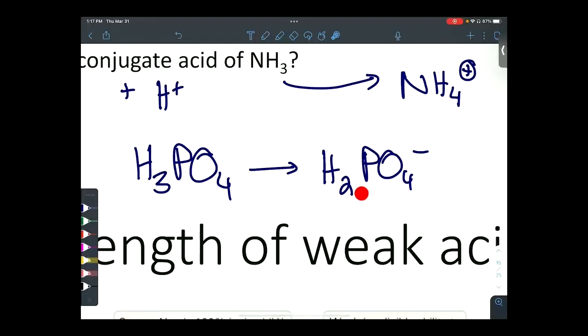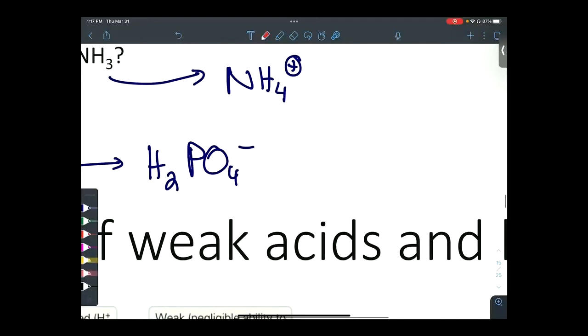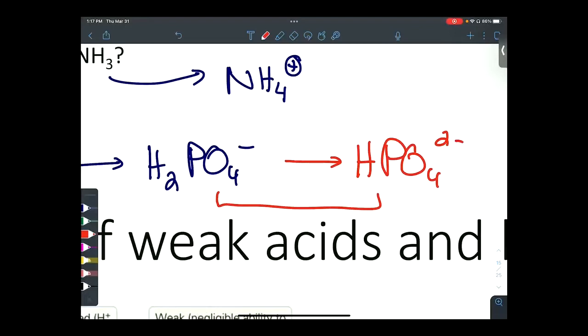But then this substance can also act as another acid. So we can lose an additional hydrogen, can't we? If we lose an additional hydrogen plus, it would become HPO4 2 minus, where we lose an additional hydrogen. So then these two are a conjugate acid-base pair. Can we do it again? We can do it again.